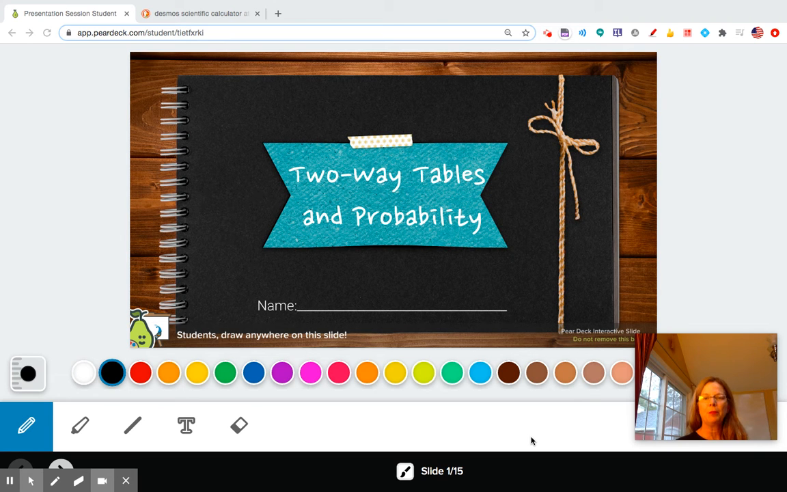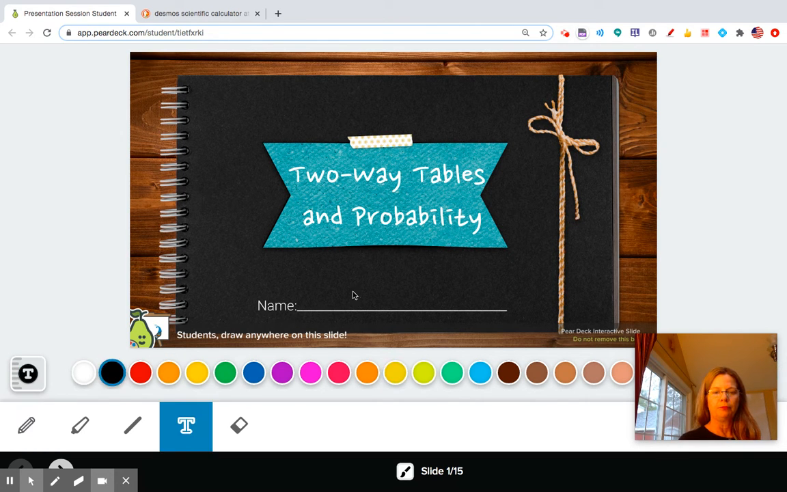Hi there. We are going to be beginning our study of probability, and we'll start with looking at two-way tables. And here is your Pear Deck, and so you're going to want to put your name on the first screen of your Pear Deck.